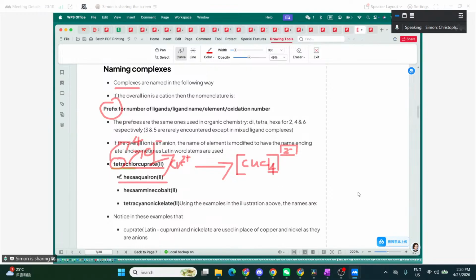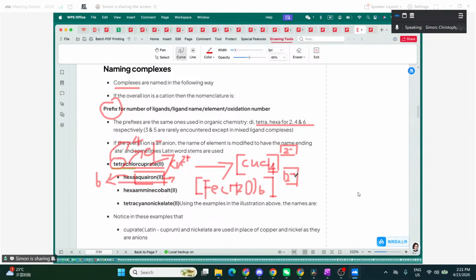Now think about this one. Hex represents what number? 6. And how's this one? Aqua is water, and iron 2 is Fe2 plus. So here's the square bracket, the iron and the water, and here's the 6. And the charge is what? 2 plus.